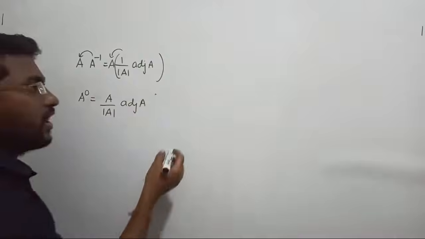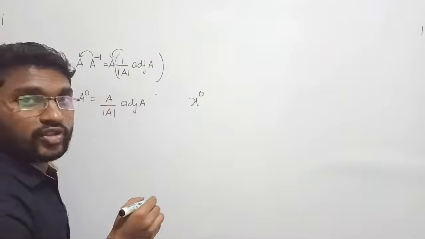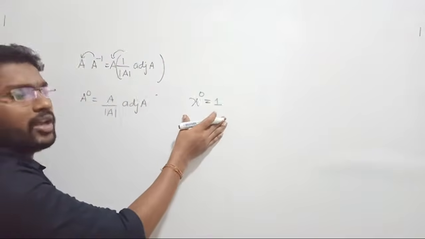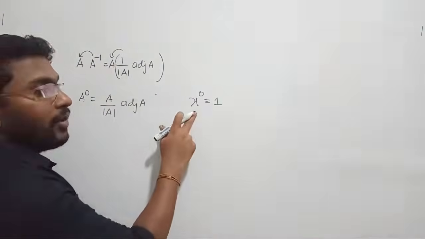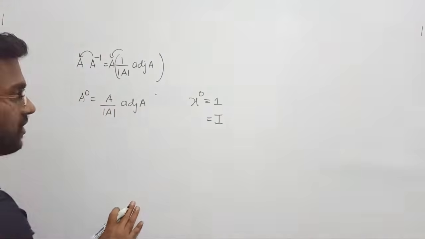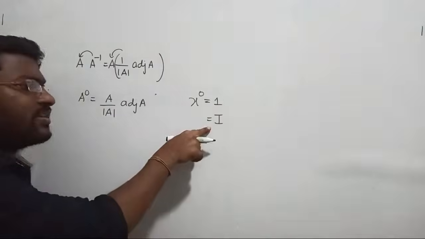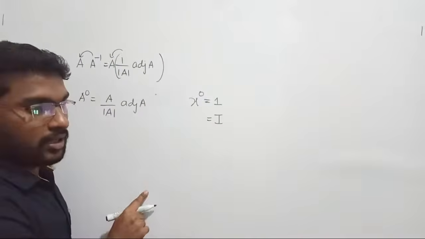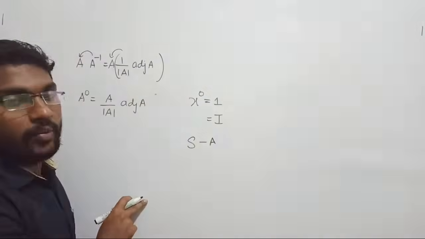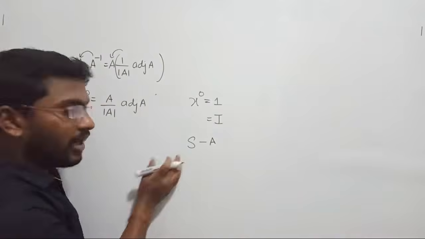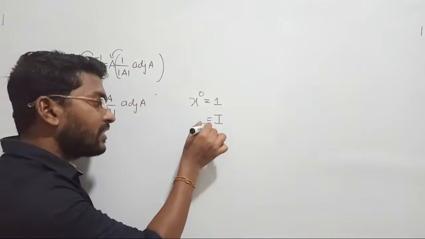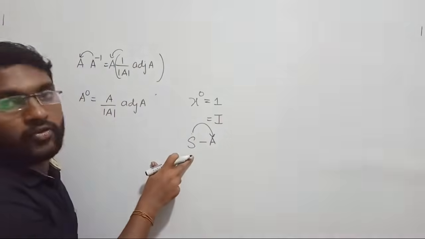Always, see guys, we all know x power 0, anything power 0 except infinity, will be equal to 1. Do you agree? Yes, that is in normal multiplication. In a matrix, anything power 0 except infinity will be equal to the unit matrix I. Clear? Yes. Now, when I was talking about control system, state space analysis, we had a term called S minus A. I know S is a constant, a simple parameter, a scaling factor. But A is a matrix. A constant cannot be subtracted from a matrix directly.